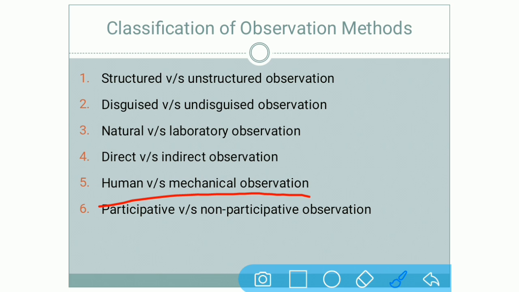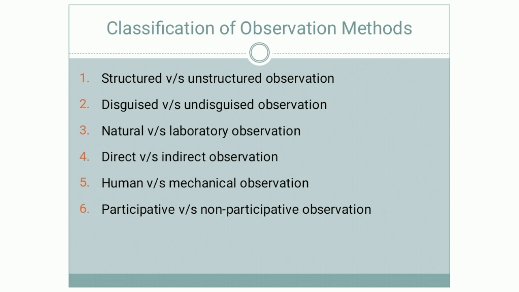Human versus mechanical observation. Human observation is done by human beings only. Mechanical observation is done through electrical devices. Next is participative versus non-participative observation. Where the researcher or observer himself or herself participates in the event, that is participative observation; where the researcher or observer does not participate in the study, it becomes non-participative observation. So today we are completing here our classification of observation methods.